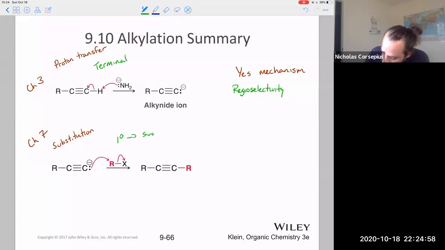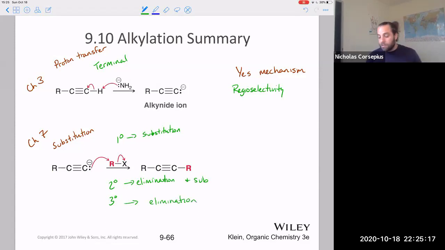Secondary and tertiary halides will actually be a mixture of elimination and substitution, and with tertiary we will just see elimination, right? So these are just concerns going back to chapter 7, considering that this is a strong nucleophile, strong base.